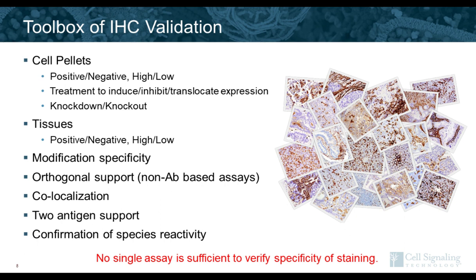Note the following statement. No single assay is sufficient to verify specificity of staining. It is not enough that the antibody performs well in one experiment, or on one high-low knockout cell model, or on one positive-negative tissue model. It is the use of multiple assays and strategies that helps build the case for specificity. I will go through a few examples of the strategies listed here.